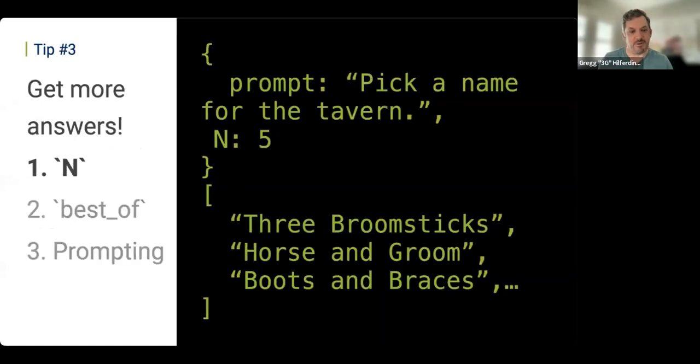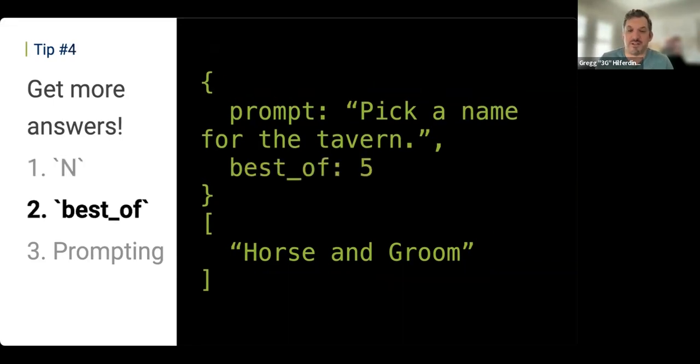Our next tip is how to get more answers. Lots of times you want more than one thing to choose from. And there it turns out that there's lots of different ways to do that. The first one is that you can give it a prompt and a value for n, and it will spit out n answers. Now, cost-wise, this costs the exact same as if you ran the prompt n times. So it's not super efficient for cost.